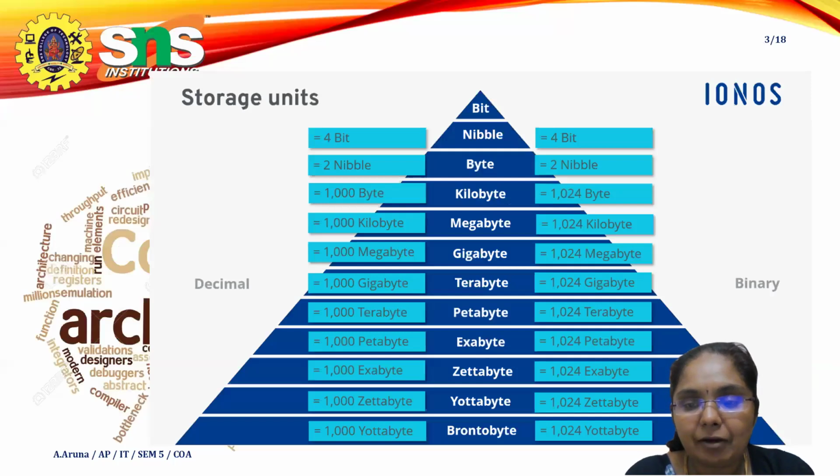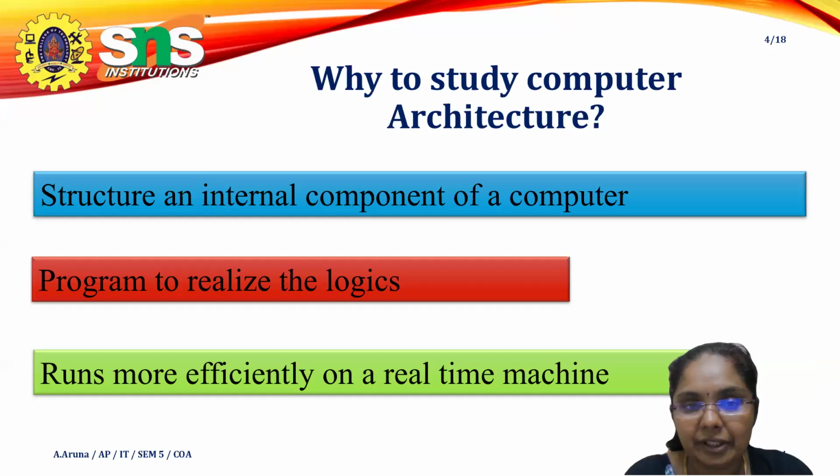1024 gigabytes is a terabyte. 1024 terabytes is a petabyte. 1024 petabytes is an exabyte. After exabyte we have zettabyte, yottabyte, and brontobyte. These are the maximum storage units available.